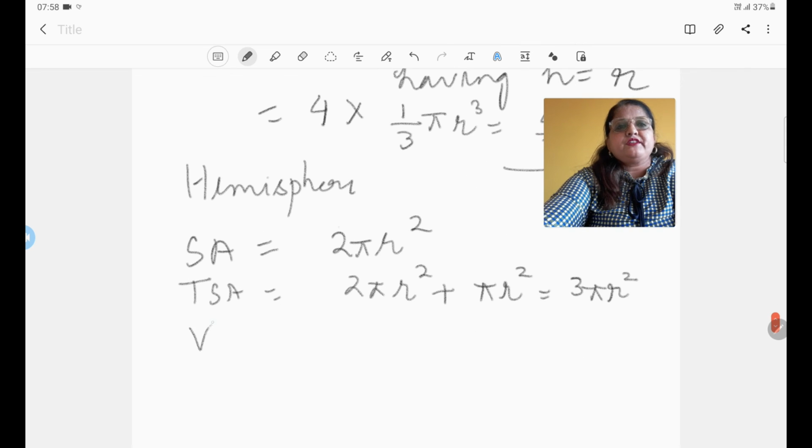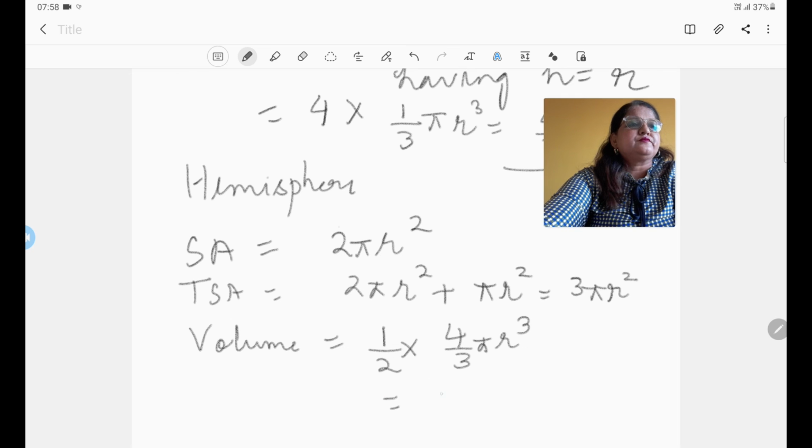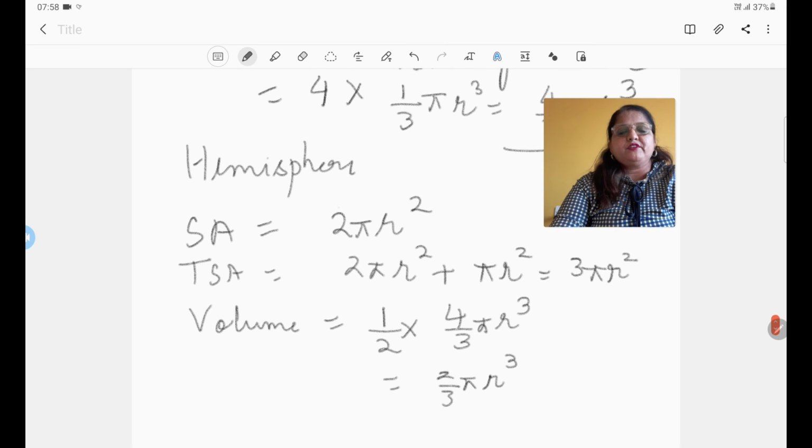And if we need to find the volume of a hemisphere, it will be half of the volume of the sphere. Volume of a sphere is 4 by 3 pi r cube. So half of that, half of 4 by 3 pi r cube, gives you 2 by 3 pi r cube. So this is how we remember the formula.